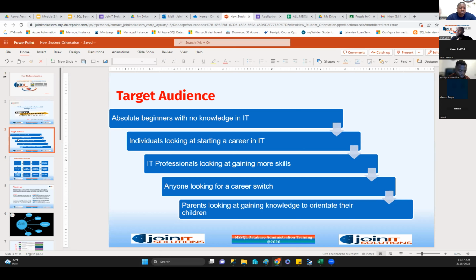We are looking at IT professionals looking at gaining more skills. There are some people here who work as help desk. There are some people here who have gone to school. They have finished a degree in computer science, or a degree in networking, but they are still not able to make money based off of their studies because they have not concentrated on a specific role to play in the IT field. If you are in that category, you are in the right place.